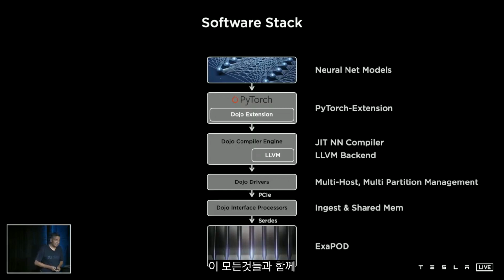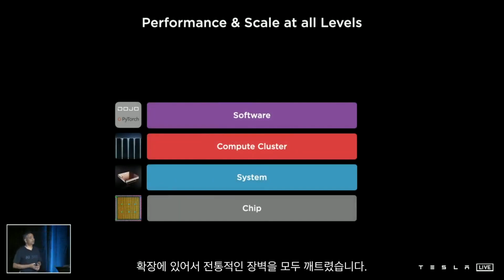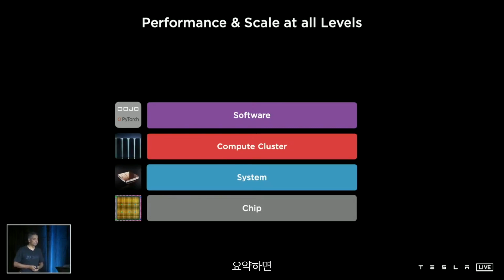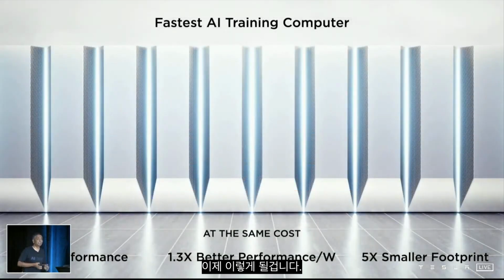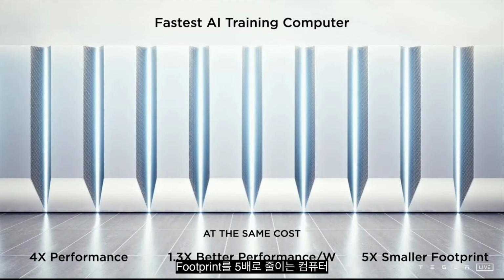So with all this, we integrated in a vertical fashion. We broke the traditional barriers to scaling. And that's how we got modularity up and down the stack to add to new levels of performance. To sum it all up, this is what it will be: the fastest AI training computer, 4x the performance at the same cost, 1.3x better performance per watt, that is energy saving, and 5x smaller footprint. This will be the Dojo computer.